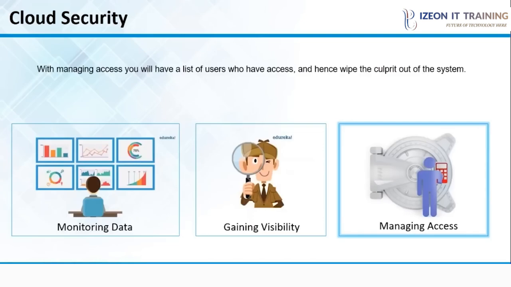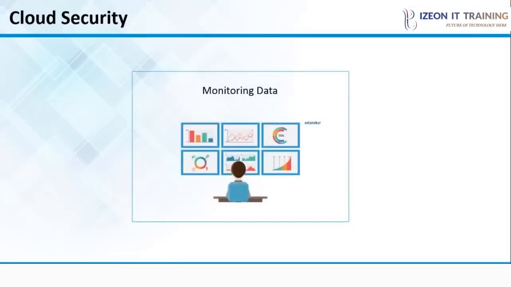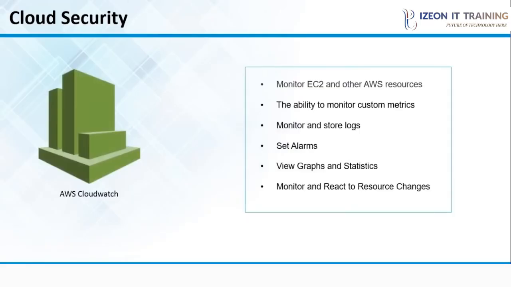Now, if we were to implement these stages in AWS, how would we do that? Let's see that. So the first stage was monitoring data, right? If you have an application in AWS and you are experiencing this same kind of thing, what will you do for monitoring data? You have a service in AWS called AWS CloudWatch. Now what is AWS CloudWatch? Basically it's a cloud monitoring tool. You can monitor your EC2 and your other AWS resources on CloudWatch.